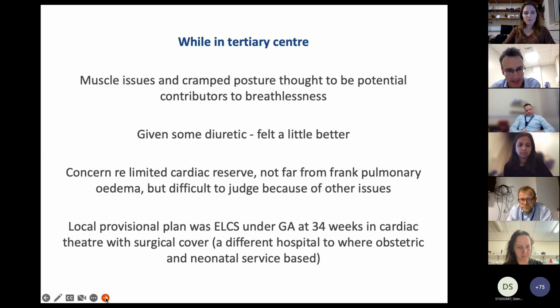And they made a provisional plan locally in this other centre for an elective section under GA at 34 weeks in cardiac theatre with surgical cover.